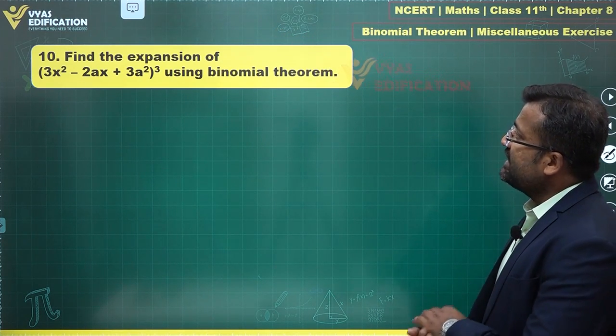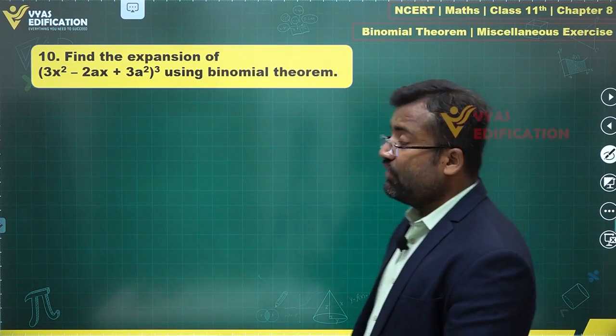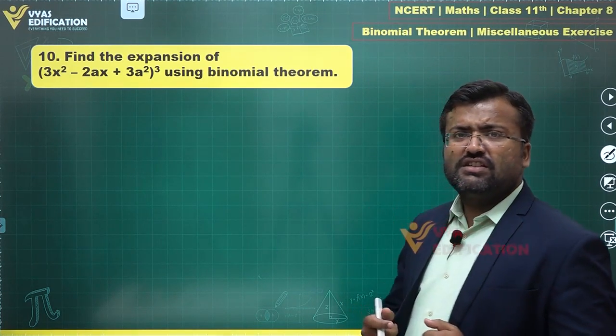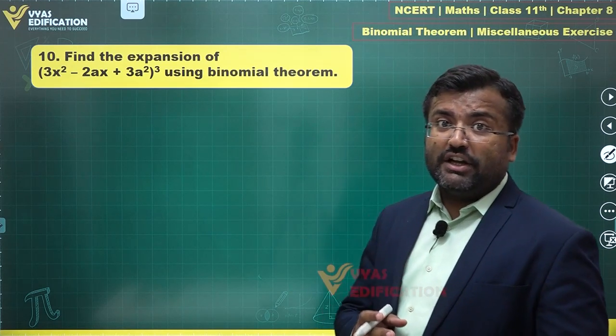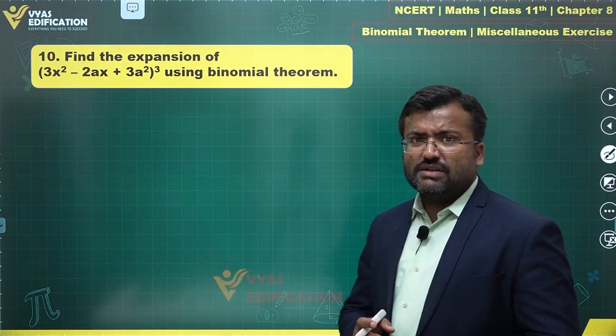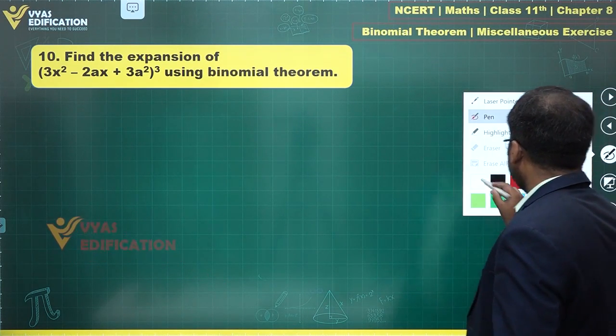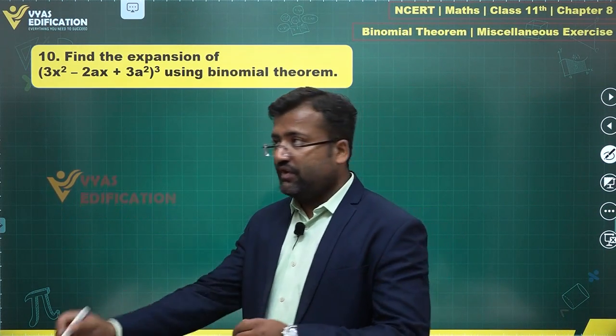The question says, find the expansion of this using binomial theorem. So what are we supposed to do over here? We are supposed to expand. This does not look like a binomial. This looks like a multinomial. Okay, but we can use concepts of binomial if you apply it smartly. And let's apply some smartness over here.